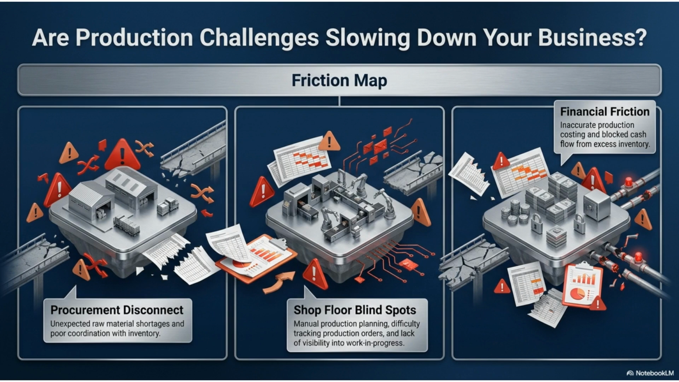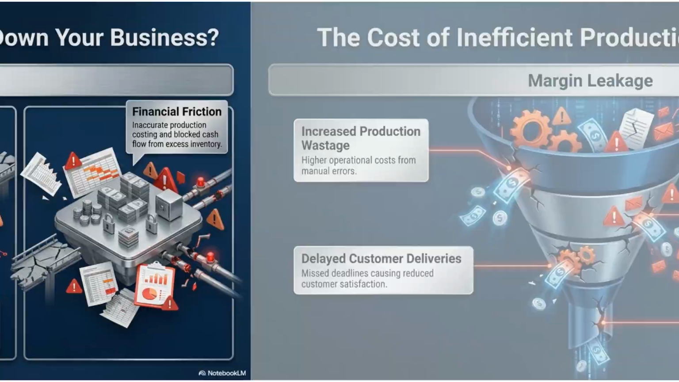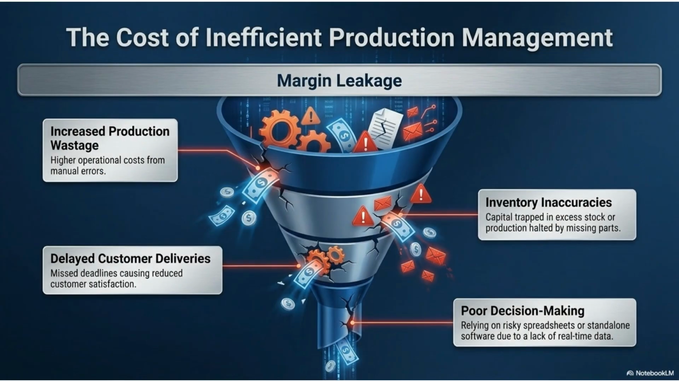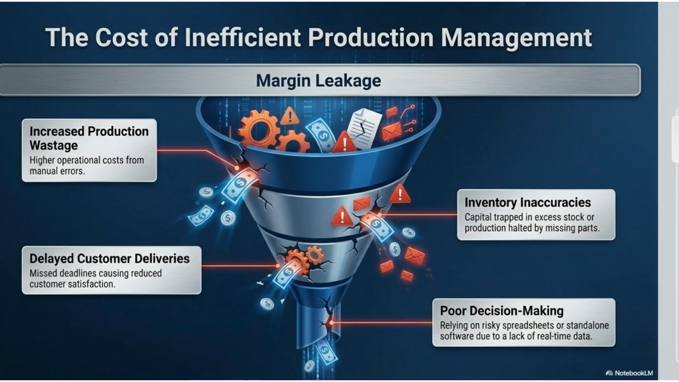Many companies face friction in three main areas: procurement disconnect, shop floor blind spots, and financial friction from inaccurate costing and excess inventory. Inefficient production management leads to significant margin leakage. This includes increased wastage, delayed customer deliveries, inventory inaccuracies, and poor decision-making due to a lack of real-time data.